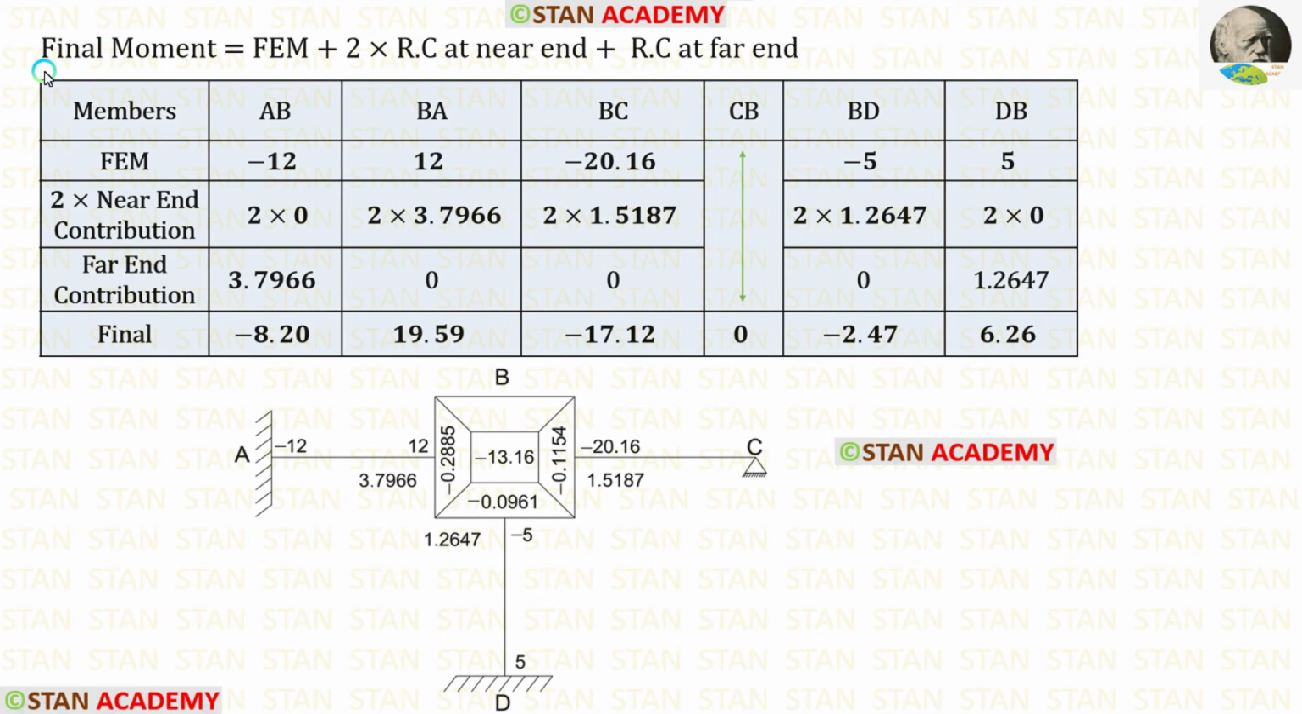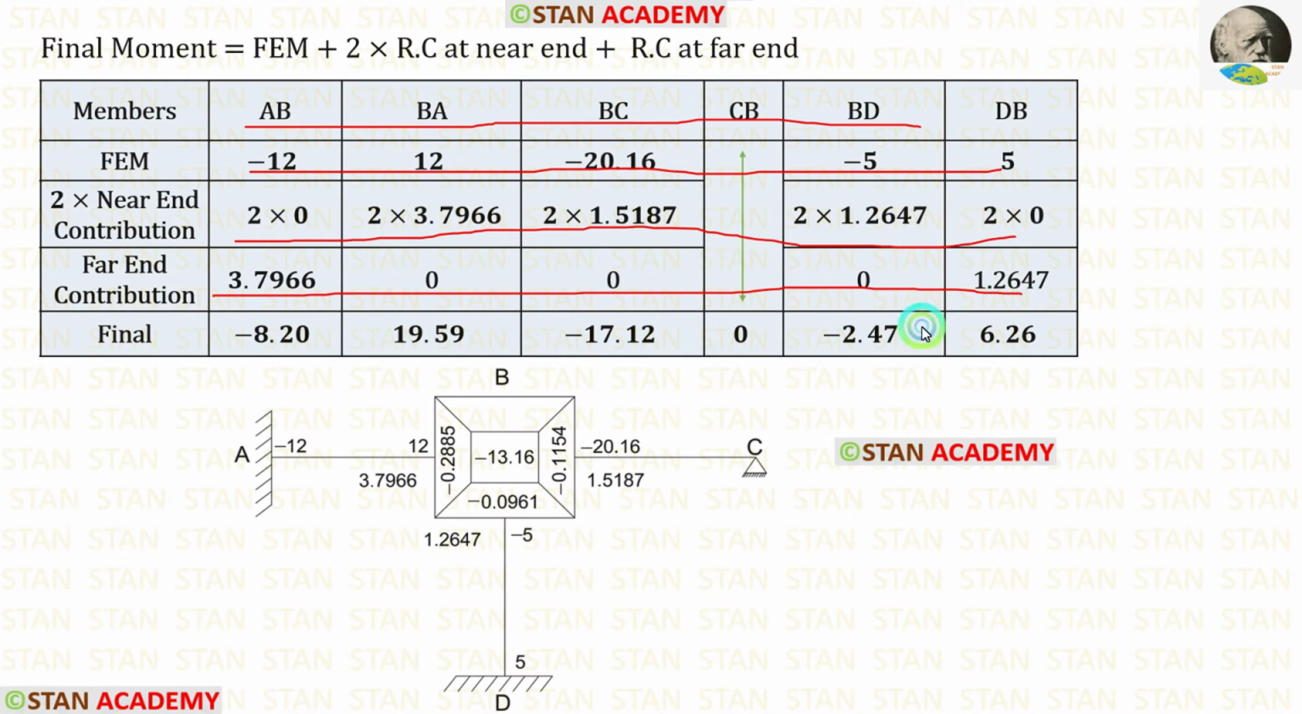Let us see the formula to find the final moments. Fixed end moment plus 2 into rotation contribution at near end plus rotation contribution at far end. Let us make a table. In the table, first let us enter the members. Then let us enter the fixed end moments. Then let us enter 2 into near end contribution. Then let us enter the far end contribution.